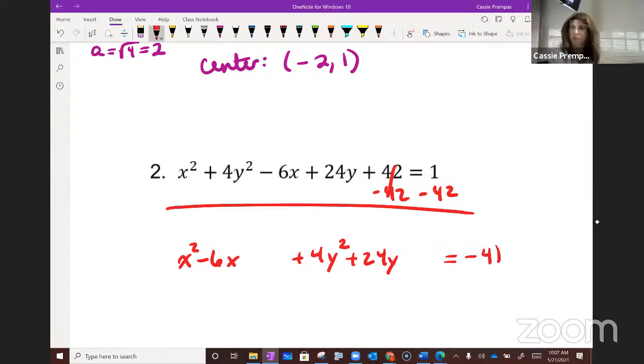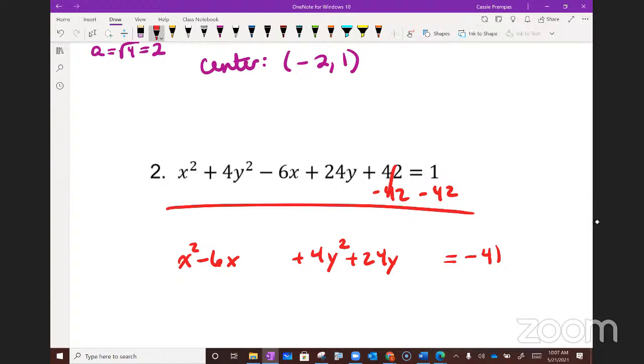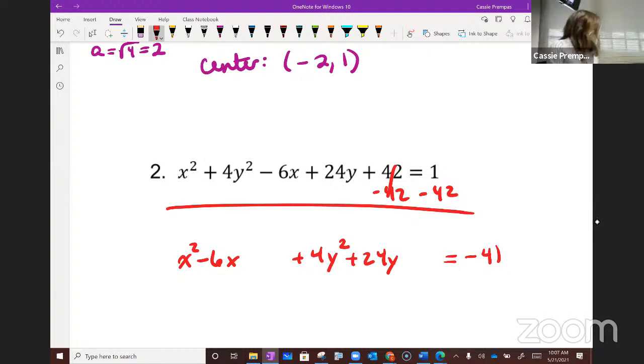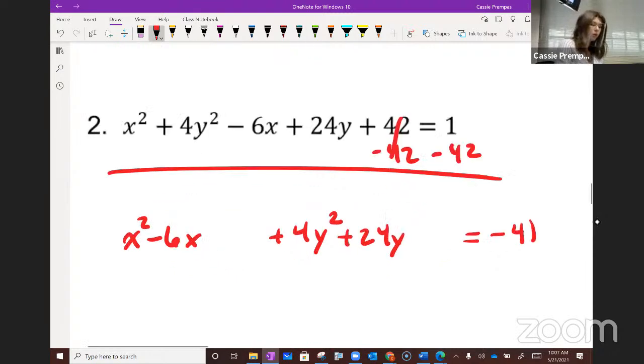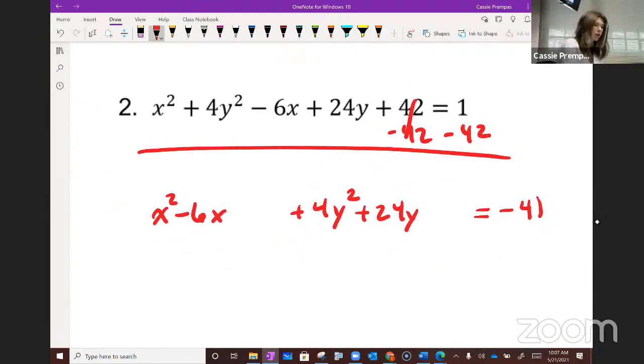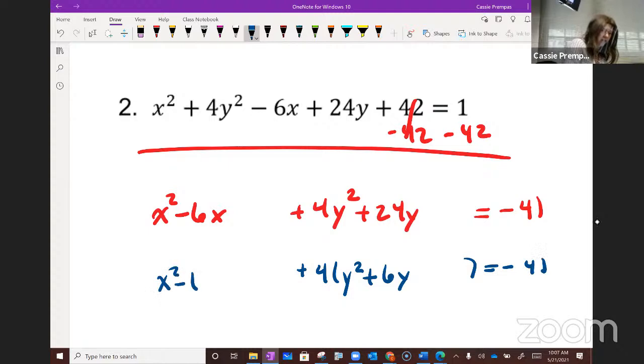Awesome. Well, I'm going to stop you there because I just want to make sure the whole class got that. You guys, check to make sure that you subtracted the 42 to the other side. This one was different than the other because the constant was on the left side, so we had to move it to the right. Now we can go ahead and start completing the square. Looking at the y's, what do I need to do before I can complete the square with the y's? GCF. What's the GCF of 4y squared and 24y? 4, good. So I'll take that out, and I have y squared plus 6y equals -41. The x's, I don't need to factor anything out because x squared is already by itself.